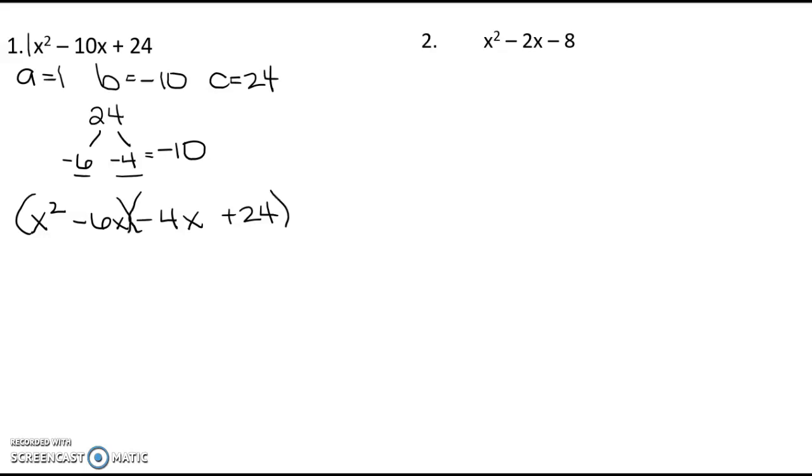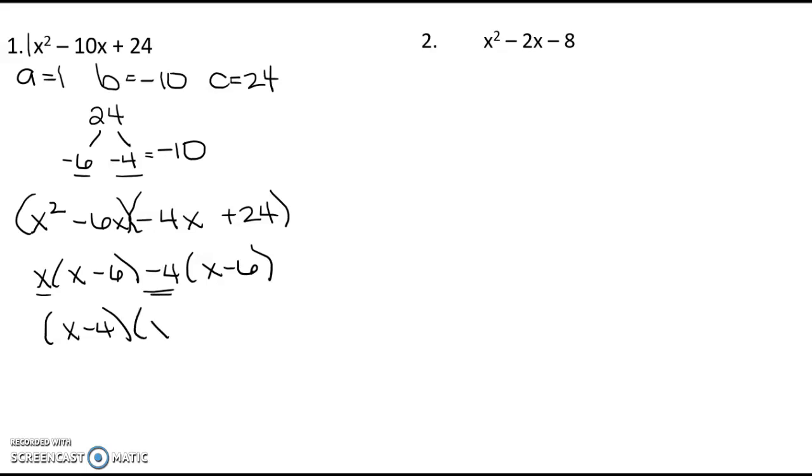So I group my first 2 and my last 2 together. And then I'm going to look for a GCF in here. What can I pull out? I can pull out an x to give me x minus 6. And here I can pull out a -4 to give me x minus 6. I know I'm on the right track because these match. So in my first one, I'm going to take x minus 4, the 2 numbers I pulled out, and x minus 6. And those are my 2 binomials that I factored.